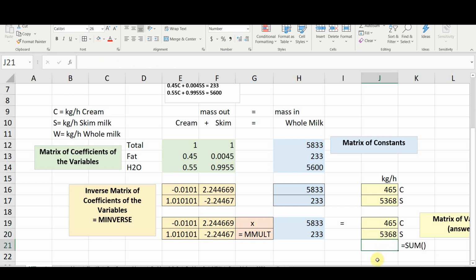Just as a check, the sum of these two should be 5833, so let's do that. Equals SUM, tab, and select what you want to add together, and there it is, 5833. So Excel makes solving linear equations very easy. Bear in mind that Excel will only solve square matrices, 2 rows by 2 columns, 3 rows by 3 columns, 4 rows by 4 columns, and so on.